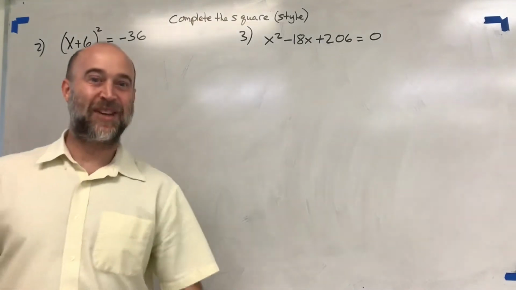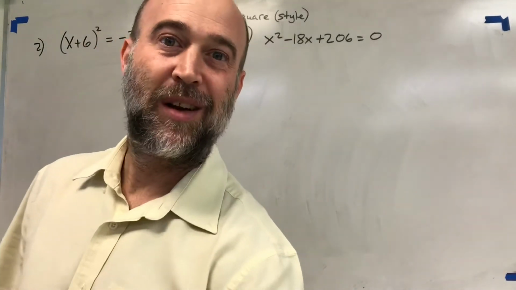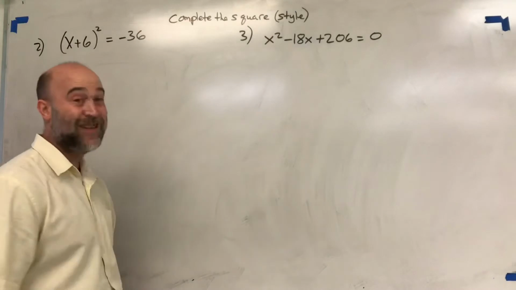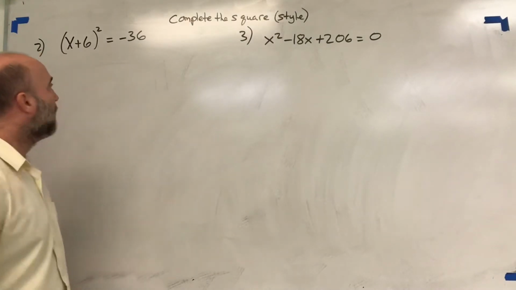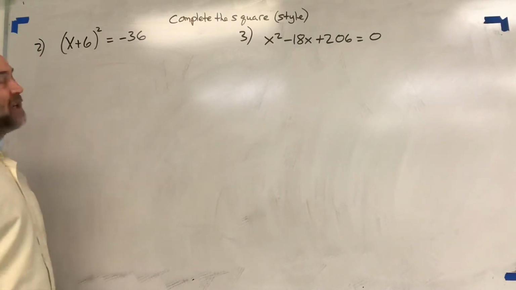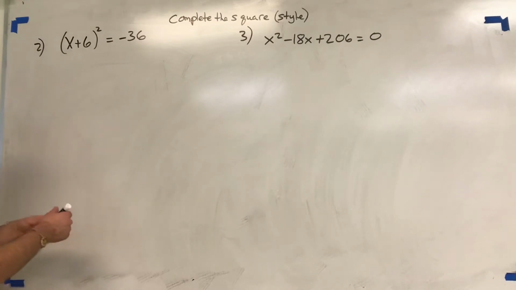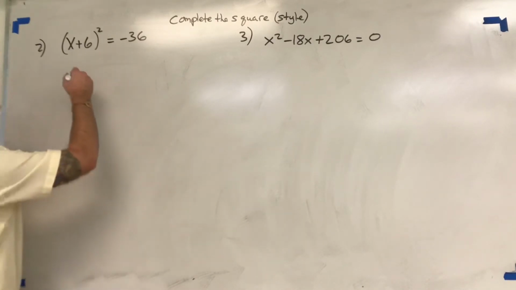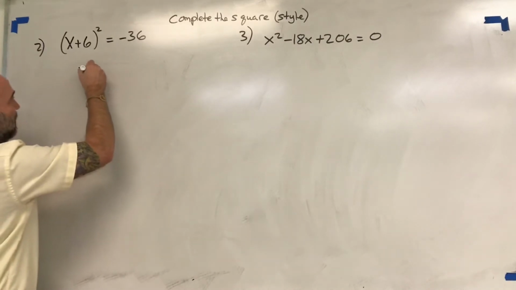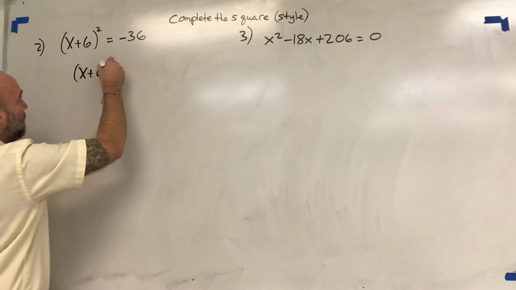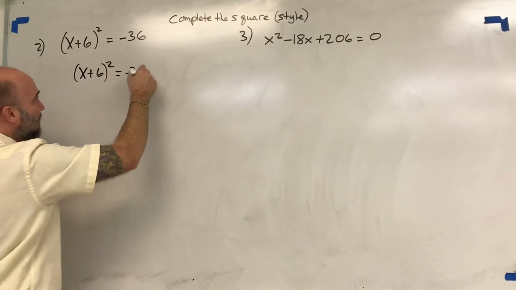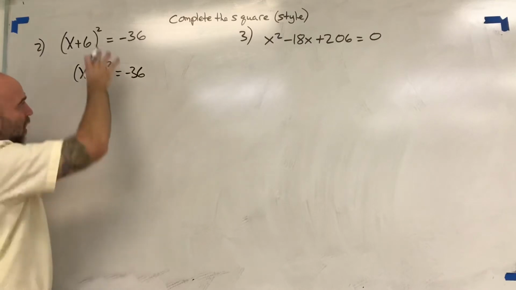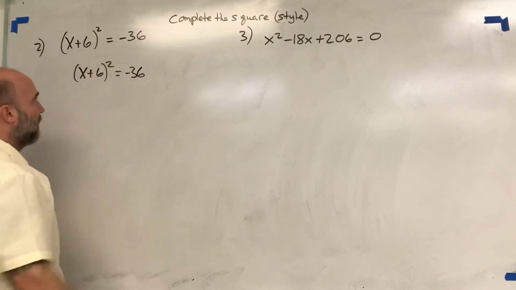For these, we're asked to complete the square, using that type of technique to get through these problems. This one's already set up for you, so we'll get started. I'm going to go ahead and rewrite it: x plus 6 quantity squared equals negative 36. Never do your math on the original problem. Just write it out and then work on it from there.